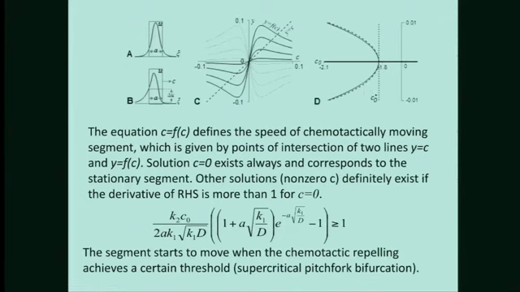Now we can transfer it into the language of biology. There is a group of cells. If this group of cells produces some chemical and reacts to the same chemical, chemotactically repelled by this chemical, and if this repulsion is strong enough, this group of cells will move. It can move rightwise or leftwise, but it will move.